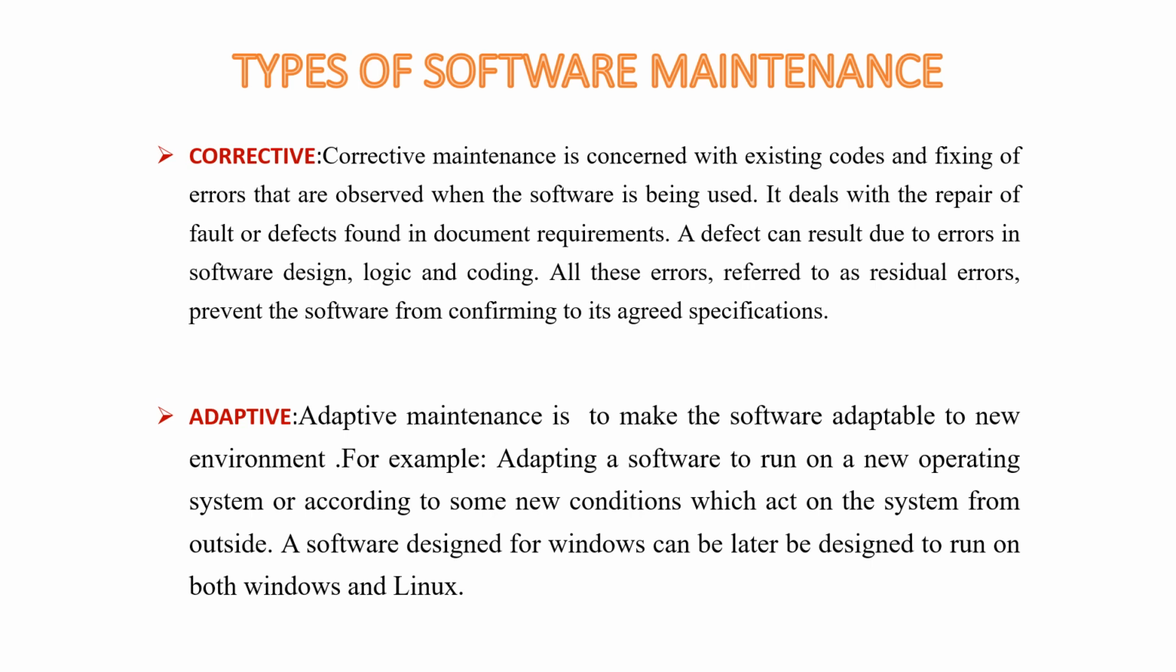The second is adaptive maintenance. Adaptive maintenance, as the name suggests, makes the software adaptable to a new environment. We can take the example of adapting software to run in a new operating system due to some new conditions which have arisen, which act on the system from outside. A software designed for Windows can be designed to run on Windows and Linux both. So this is called adaptive maintenance.